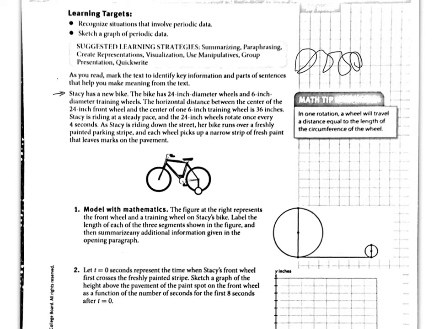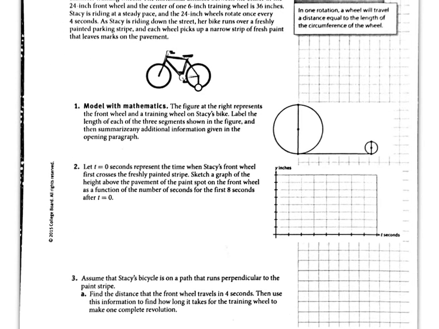So we've got some things here that are helping us break this information down, because that was kind of a lot going on. The figure at the right is sort of the basics of the whole thing. So we're going to label all the segments based on what we just found out. The big wheel has a 24-inch diameter, and again, that's the diameter, not the radius. There is 36 inches between the big wheel and the small wheel, and the training wheel has a 6-inch diameter.